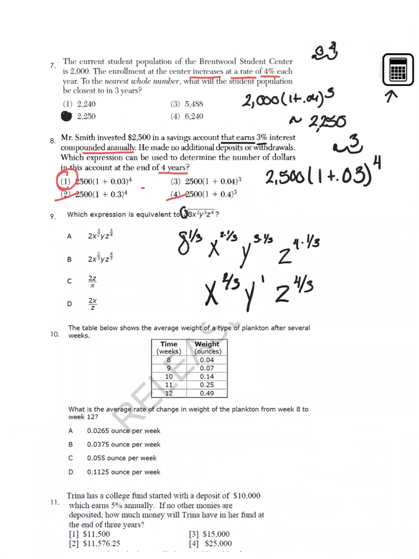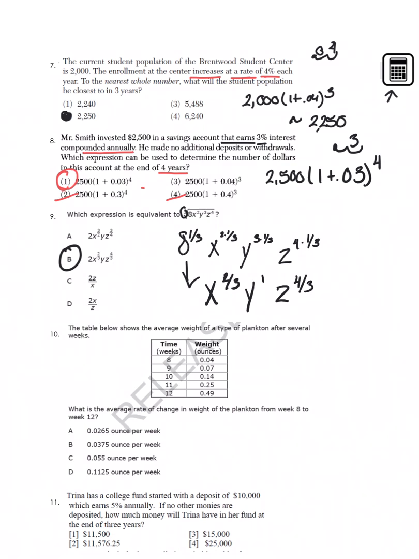Okay, so which one of these has x to the 2/3 power, y to the first, and then z to the 4/3 power? That would be B. So I didn't even need to worry about that 8 to the 1/3 power there, because I was able to use process of elimination. But 8 to the 1/3 power is 2.